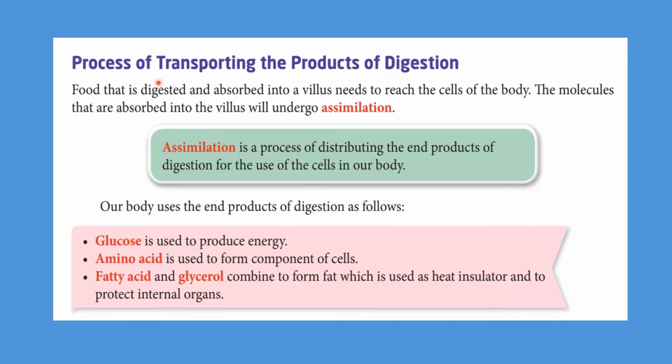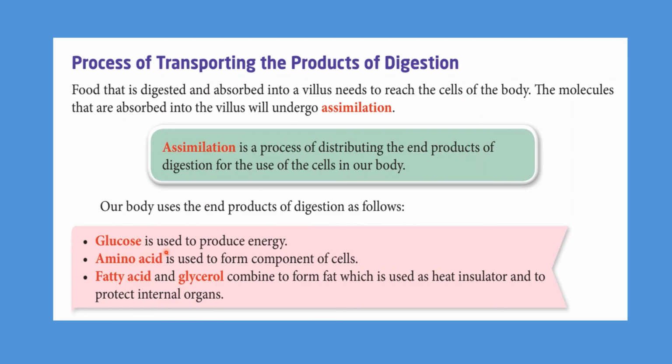Now we go to the process of transporting the products of digestion. Food that is digested and absorbed into a villus needs to reach the cells of the body. So the molecules absorbed into the villus will undergo assimilation. Assimilation is the process of distributing the end products of digestion for the use of the cells in our body. Our body uses the end products of digestion as follows.